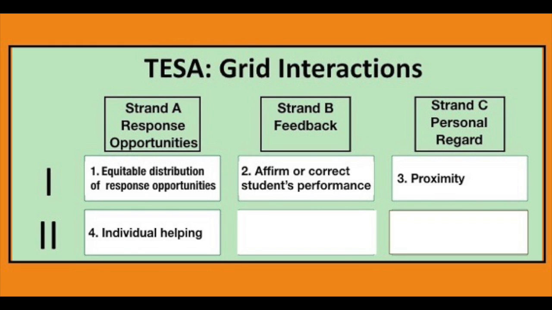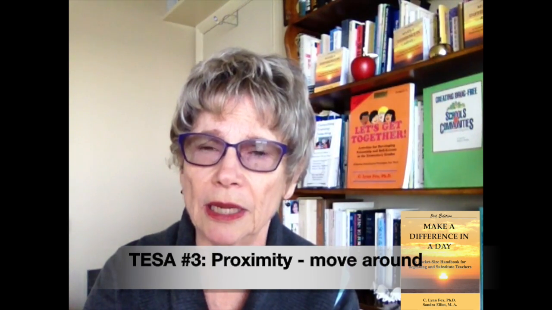Now, I want to emphasize that TESA is a hierarchy of more basic types of interactions. And we ended the last time with proximity. So once you're delivering the directions in a clear fashion, what you need to do is use proximity. By moving around, you can more quickly identify who's off task and needs individual help and give it.